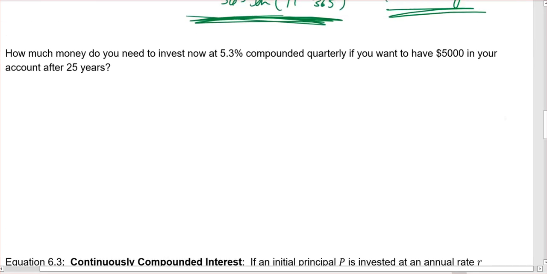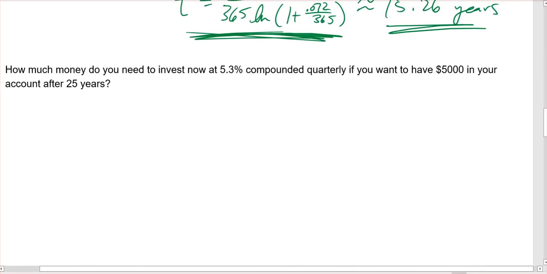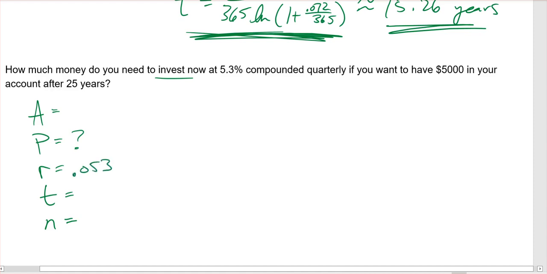All right, how much money do we need to invest now? So this is principal, right? So amount, principal, rate, time, number of compoundings. All right, so we're just approaching this the same way we've done these others. How much money do we need to invest now? That's the principal, we don't know. Our rate is 0.053. Compounded quarterly, so quarterly, that's 4 times a year. We want to have $5,000 in our account, so that's the total amount after 25 years.